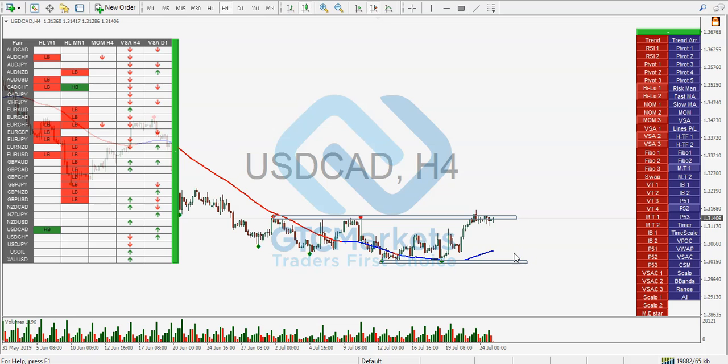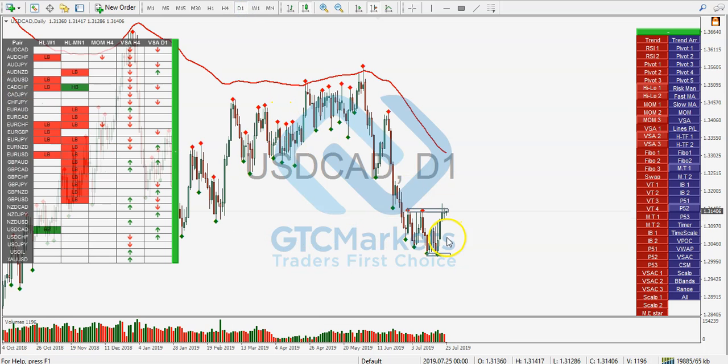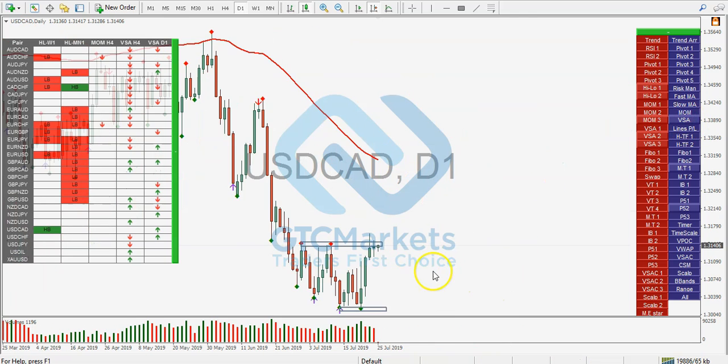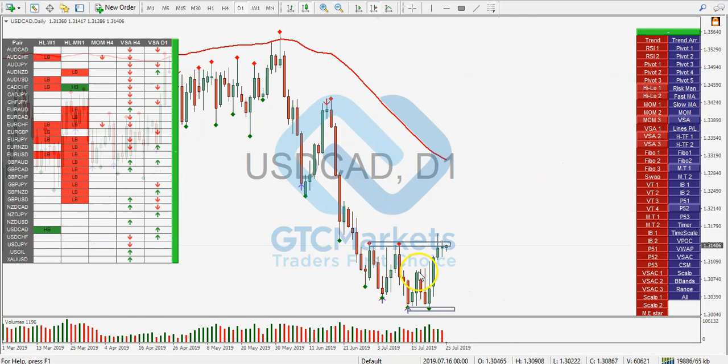Okay, so what's happening now? It has broken towards the upside. See this one? It has broken towards the upside, and on the daily chart there is a buying VSA. Look at this. Let me show you. See this setup? This one? It's going up. Now what do we do? What do we do over here?